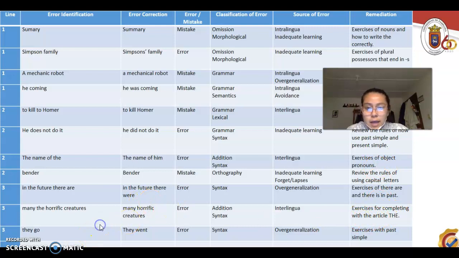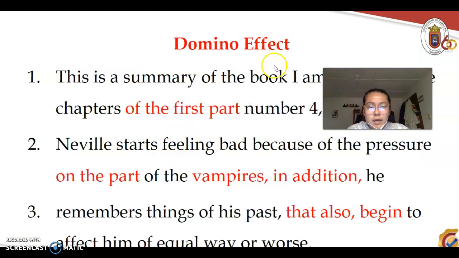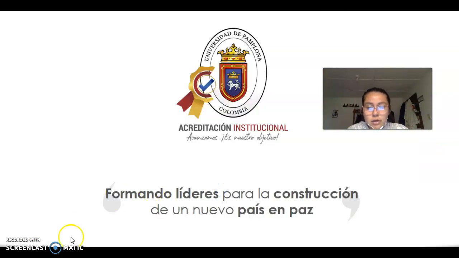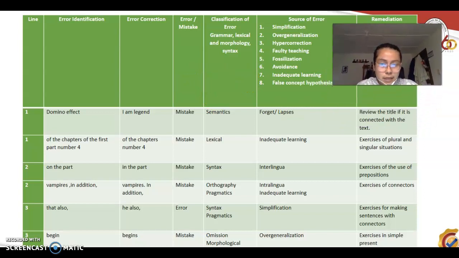So then we have the other production. In this case, domino effect. The red part are the mistakes or the errors. So in this chart, we have the same classification, but we have different errors and mistakes.